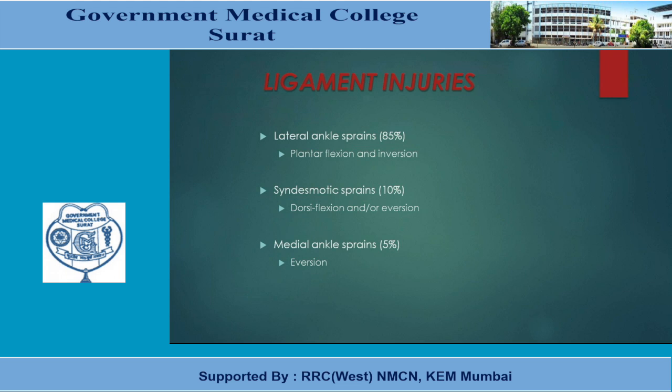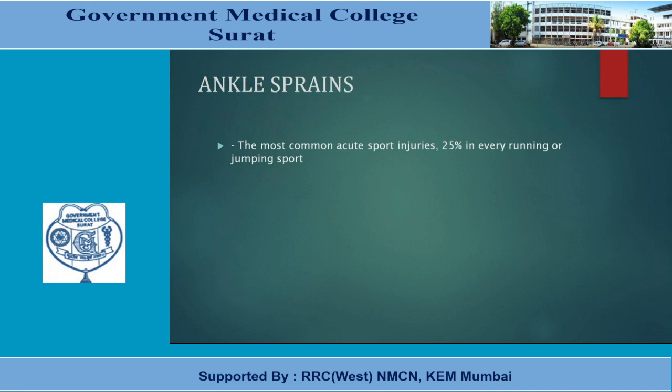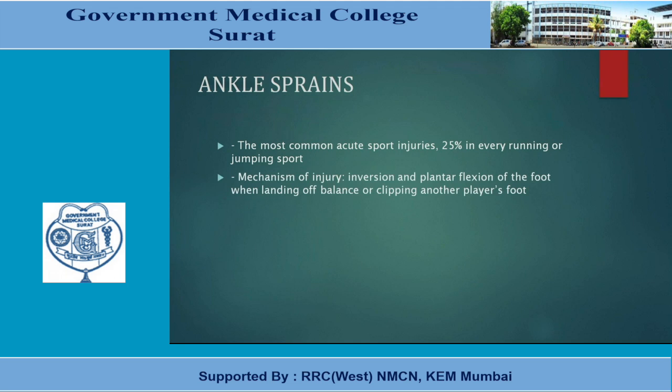So how do you see this? The foot always bends laterally, so lateral bending is more common. First is the ankle sprain, the most common acute sports injury, 25% of which occur in running and jumping sports. The mechanism of injury is inversion and plantar flexion of the foot when landing off balance or clipping another player's foot.